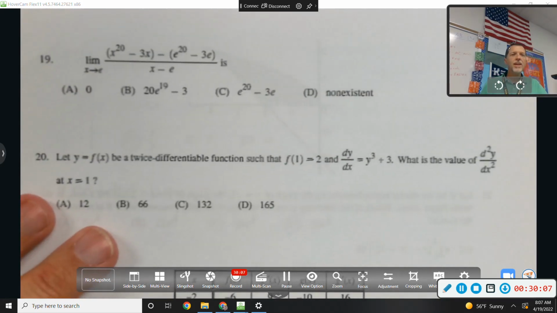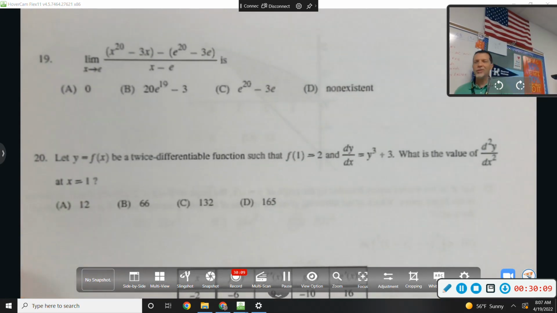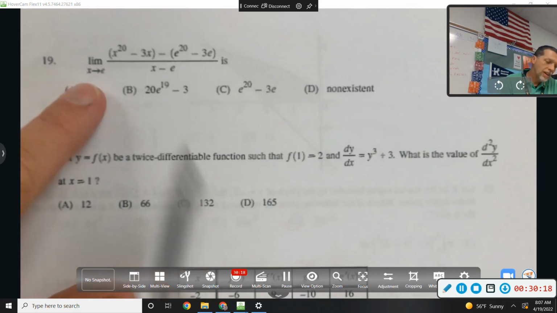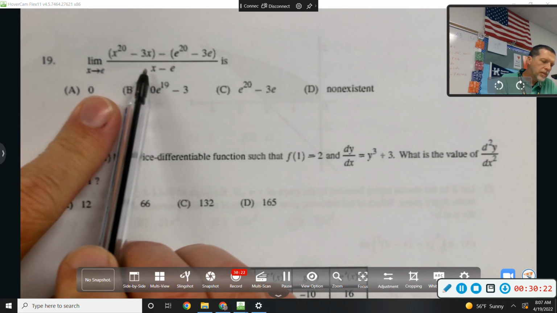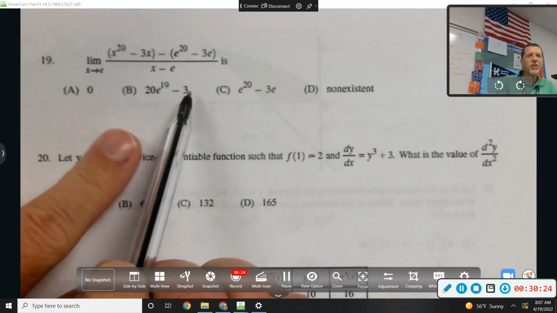Nineteen is one of those that's supposed to be quick if you recognize what's going on. If you try to actually plug in and find the limit, it's going to be ugly. Did anybody get this one right? And if so, how did you do it? Because there's two ways to work this one.